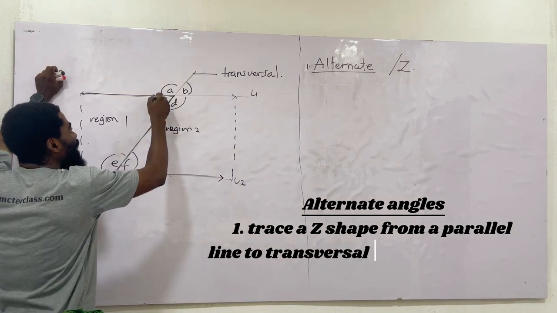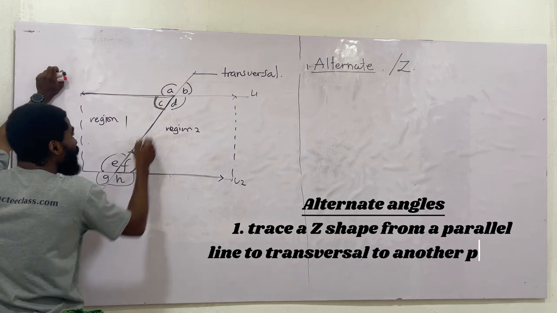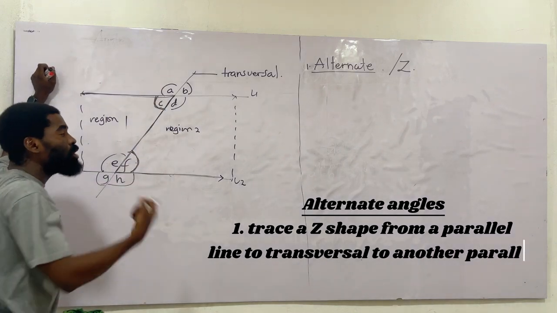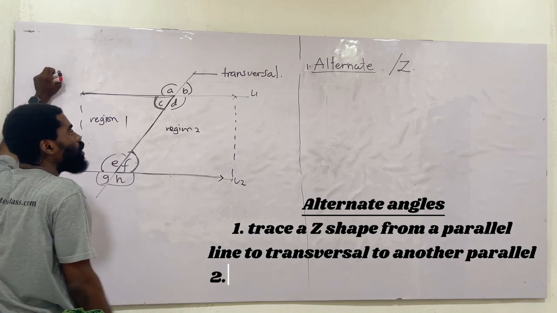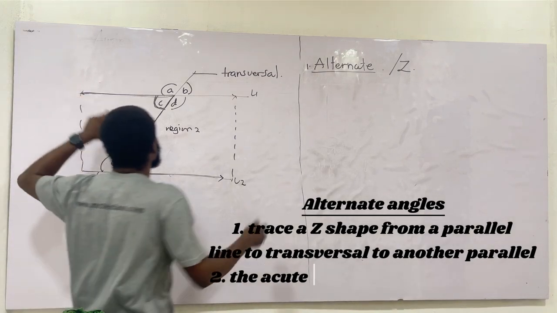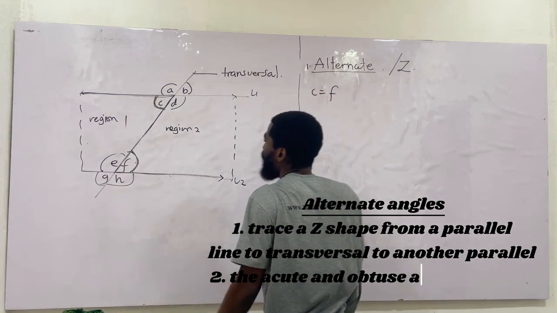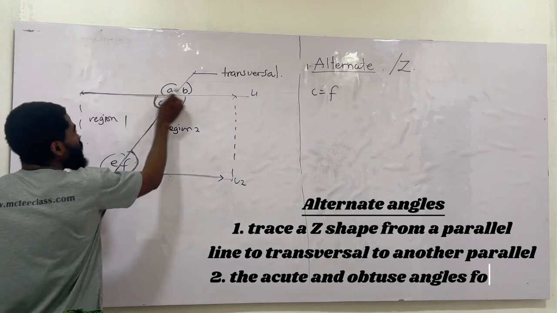And once we get a Z, the acute angle and the acute angle here are equal. The acute angles of the Z we trace become equal. Hope you get the point I'm making here. Are you sure? Good. So that means from alternate angles, we can say that C equals F, from the diagram, if I trace.